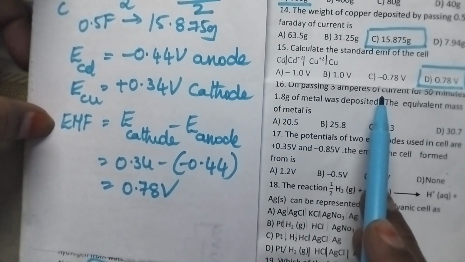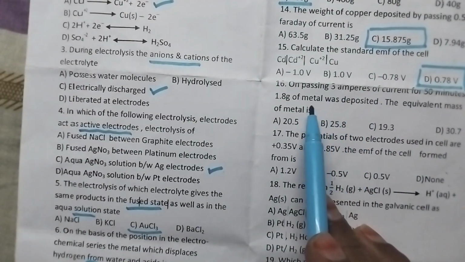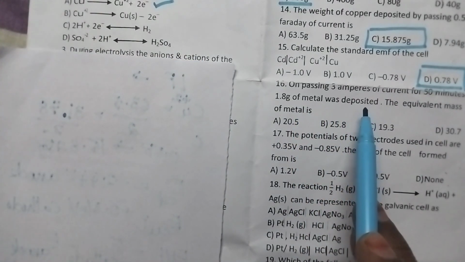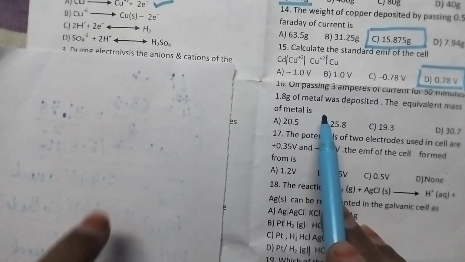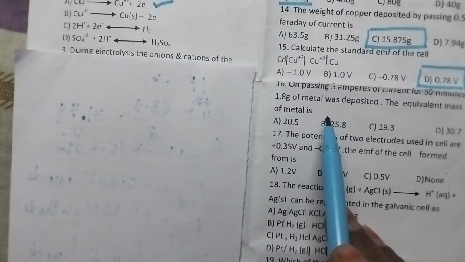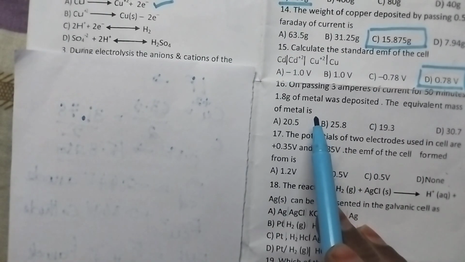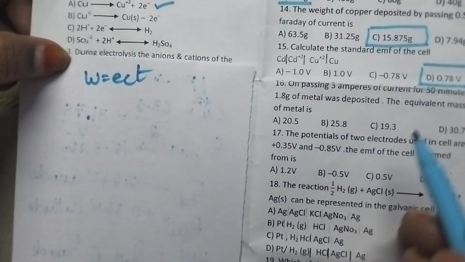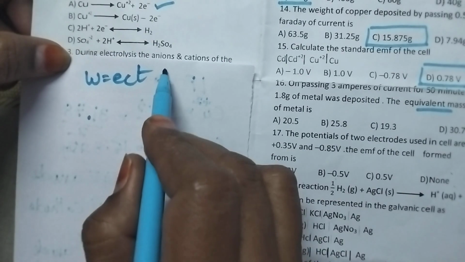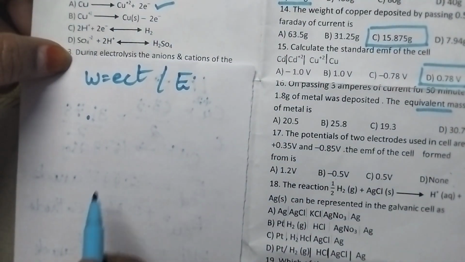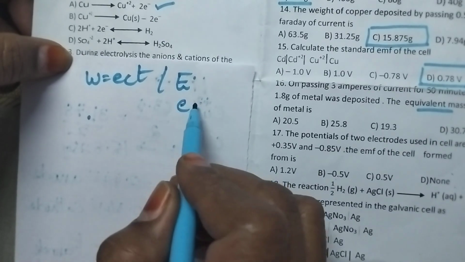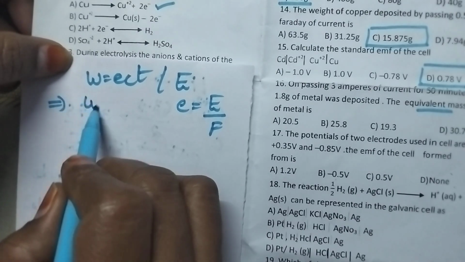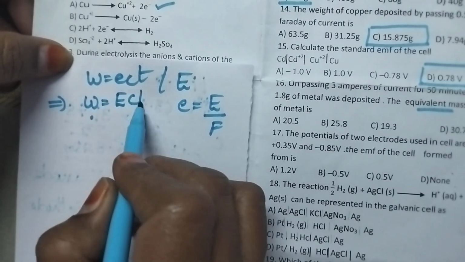On passing 3 amperes of current for 50 minutes, 1.8 gram of metal was deposited. The equivalent mass of the metal is, so it is Faraday's first law. So here we have to use Faraday's first law, that is W equal to ECT. And we are supposed to calculate equivalent mass. Equivalent mass means we are supposed to calculate capital E. And always remember small e is equal to capital E by F. That implies Faraday's first law can be written as W equal to capital E CT by F.